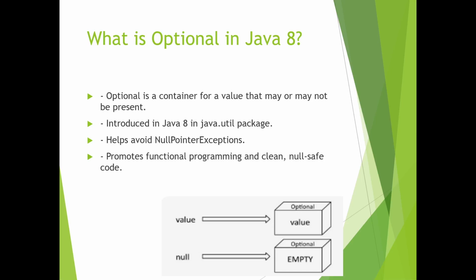Hello guys, today I'll discuss what the Optional class is. Optional is a container object introduced in Java 8 that may or may not contain a non-null value. It helps developers avoid NullPointerException and write clean, readable, and null-safe code.